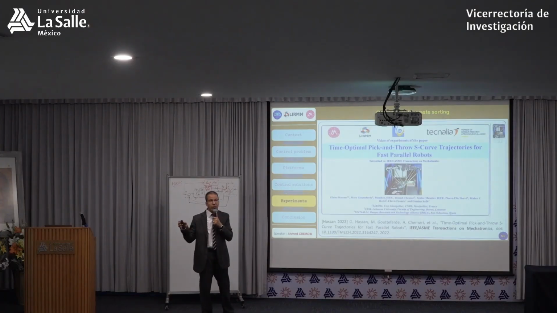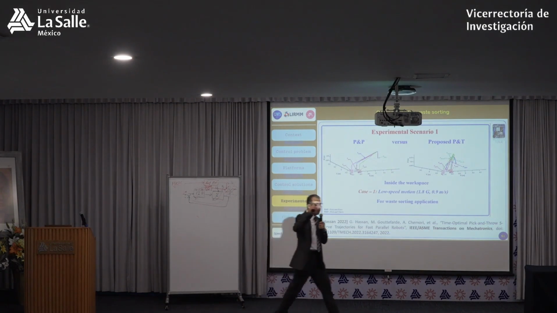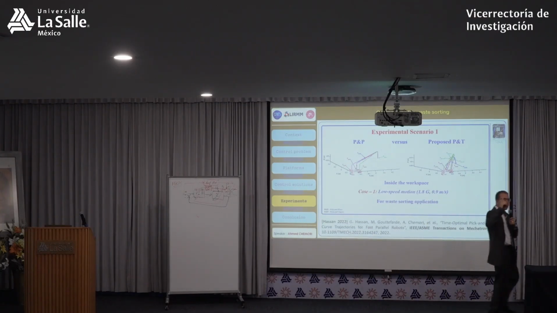So the next one is what we call pick and throw for waste sorting. Here we develop optimal trajectories for pick and throw. Let me explain just the basic principle. In the first video that I showed you, the waste sorting, they use parallel robots, they use pick and place. So they take the object from here, from the belt, the waste, and put it in a box. They have to go there to release the object.